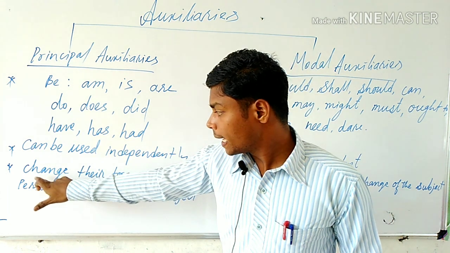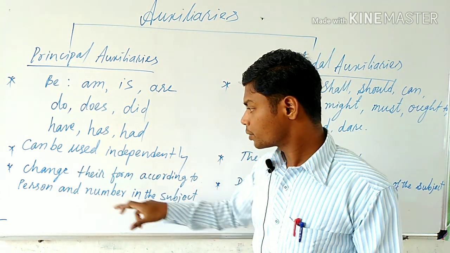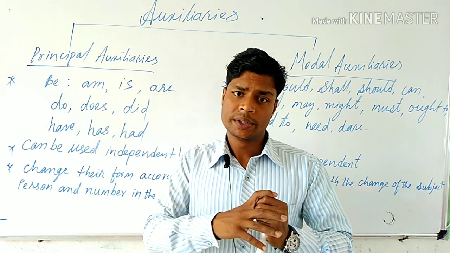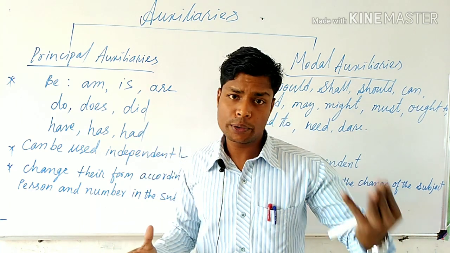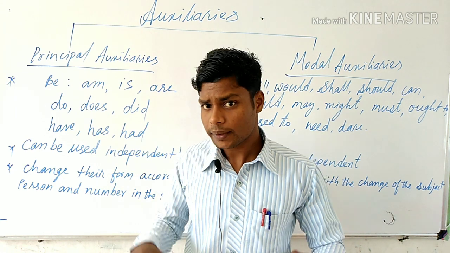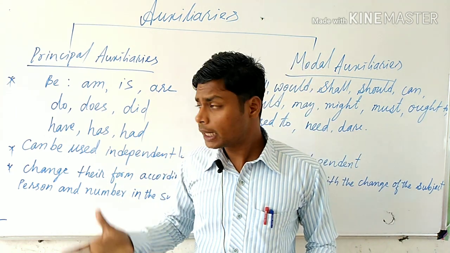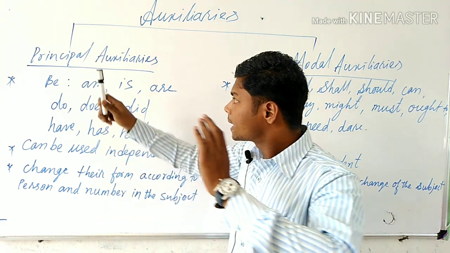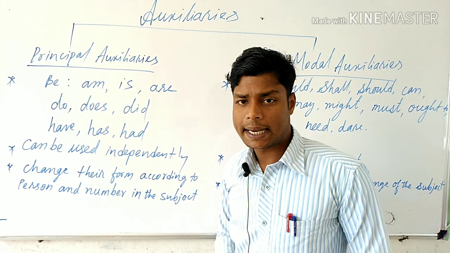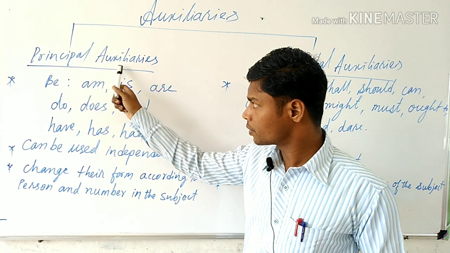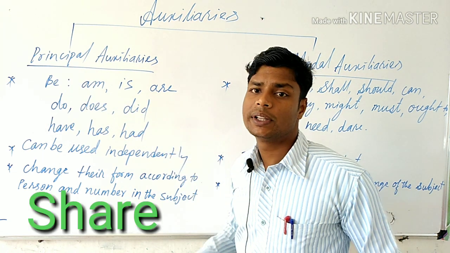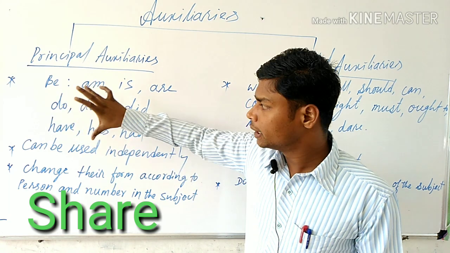Clear? Then they can change their form according to the person and number of the subject. If the subject of the sentence is plural, then it takes a plural verb. So the principal verb can change according to the subject used in the sentence, because it is a principal auxiliary. That means it is the main verb. It can stand independently, therefore it can be used independently in the sentence.